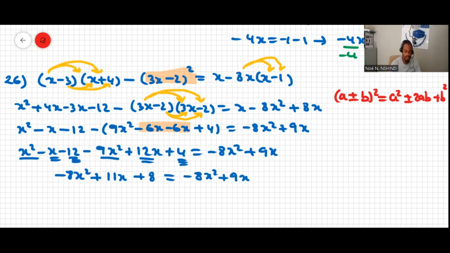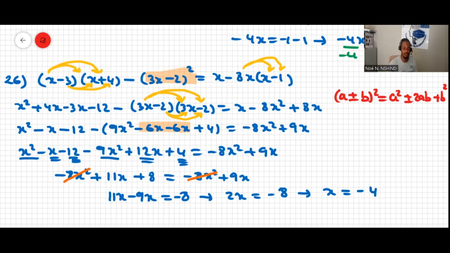Okay, then we can simplify this and that. Okay, and then move the 9x over. That makes 11x minus 9x, and then move the 8 over. That makes negative 8, and that makes 2x equal to negative 8. Divided by 2 on both sides, that makes x is equal to negative 4. So that's the only solution. Thank you.